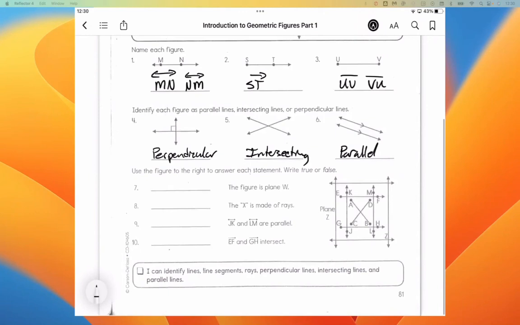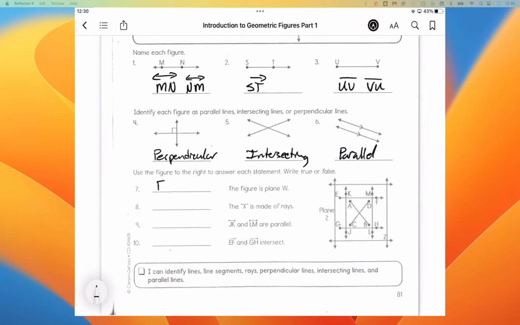And last for us, we have this kind of wacky figure here on the right. We're asked to write some true or false statements. The figure is on plane W. And so it says plane Z there, so that is false. This is on plane Z. Most of the time, we're actually never going to deal with planes, and so you can kind of forget about that for the most part.